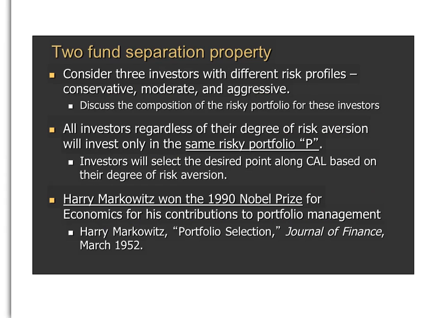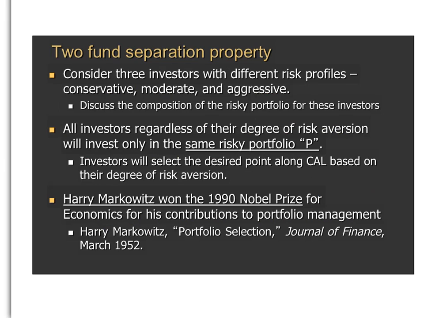To the extent that all three investors have access to the same information set, they would plot the same efficient frontier. And since they plot the same efficient frontier, they would all select the same risky portfolio P, which is the portfolio with the highest Sharpe ratio. However, where they sit on the capital allocation line is going to be different, driven by their risk aversion.